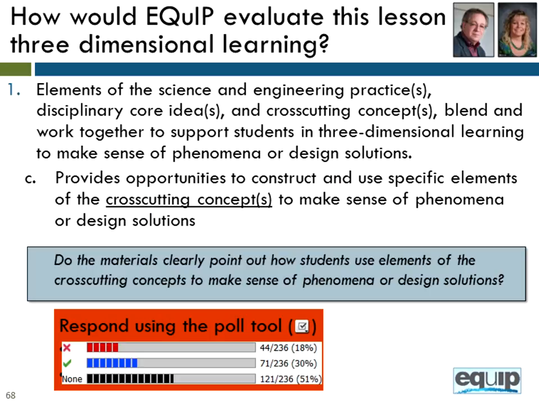So on this third dimension of the cross-cutting concepts, we have more of a split decision here. We have 44 people saying no, 71 people saying yes, and a lot of abstentions. I think one could make arguments on both sides, but Joe and I would probably have voted not quite yet or no on this one, because there's definitely the potential to connect what we observe at the macroscopic level with the microscopic level, but we're not.